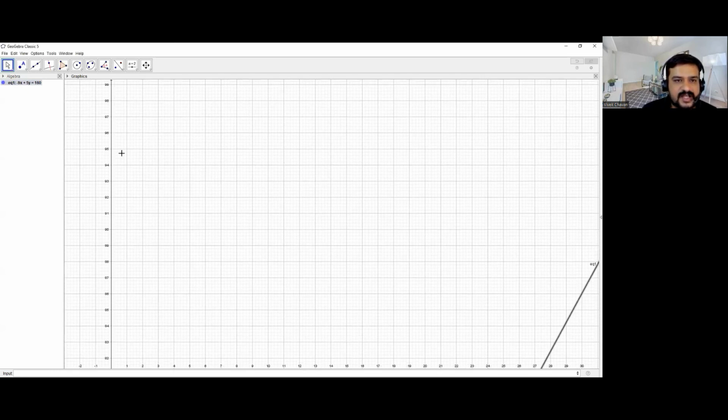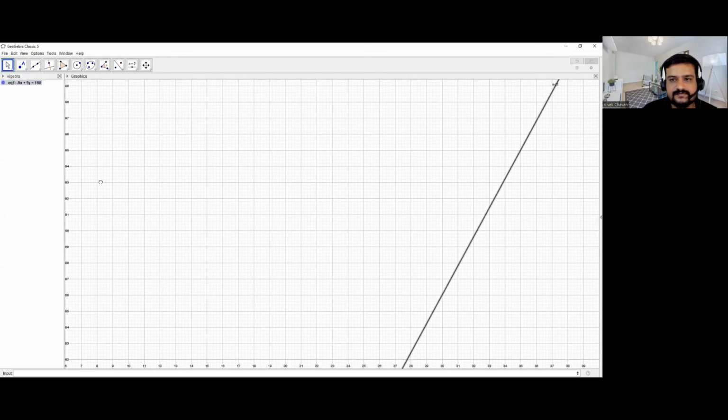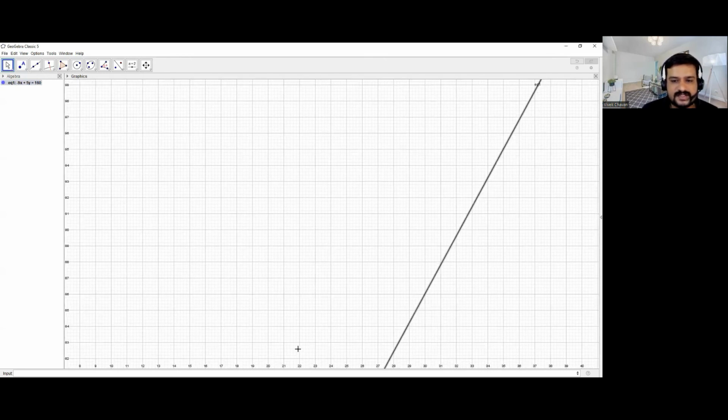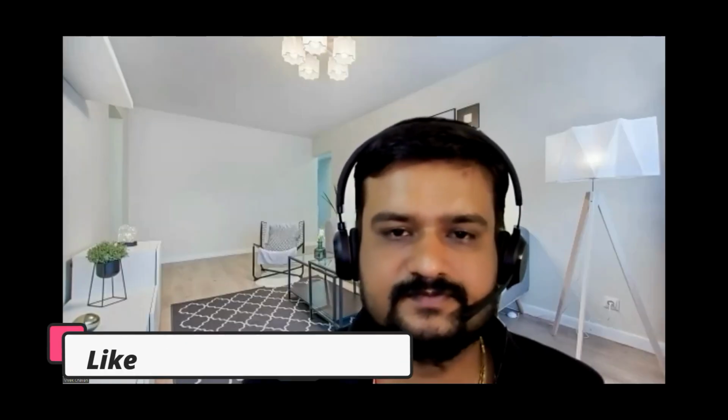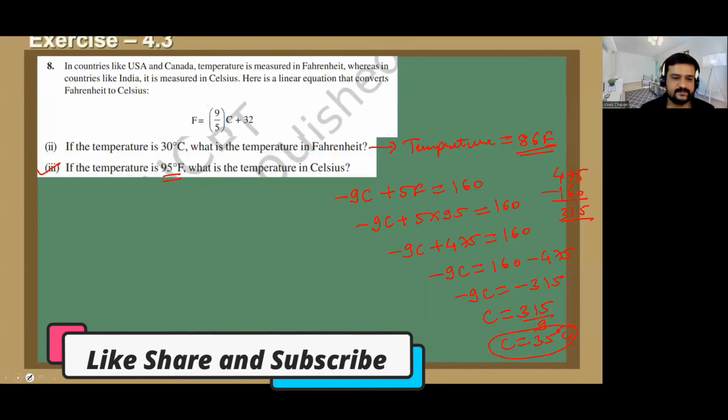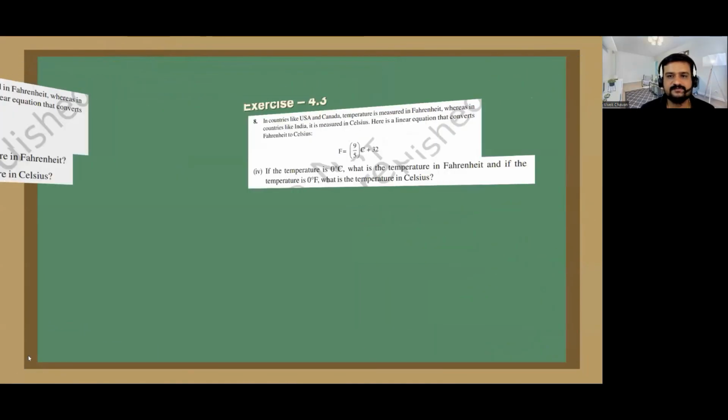So let's go. See, this is the line of 95 Fahrenheit. If we extend it, it will cut at this point. So at this point, what is the value? It is 35 degrees Celsius. So from the graph also we can get the answer. Okay, so we'll move forward then.